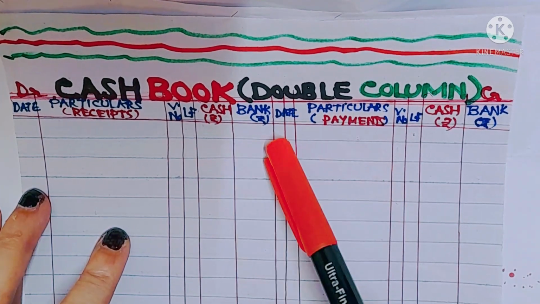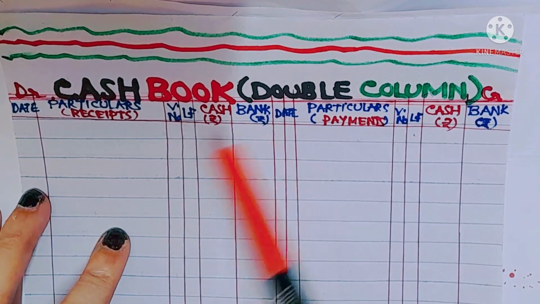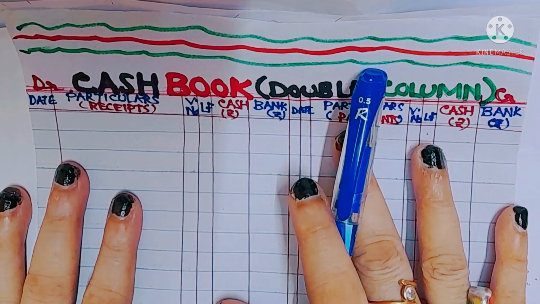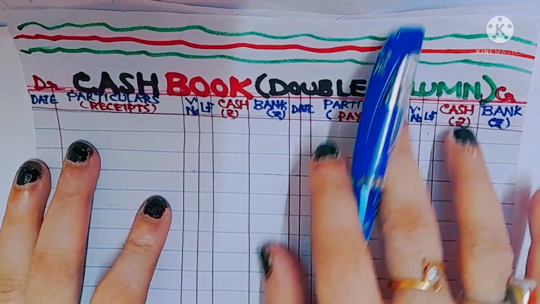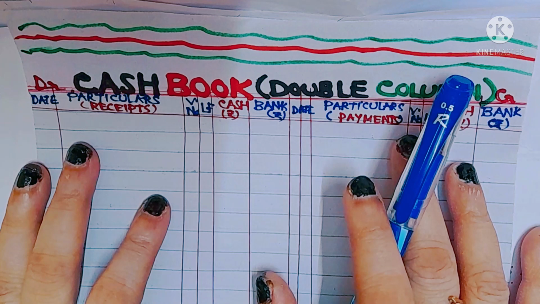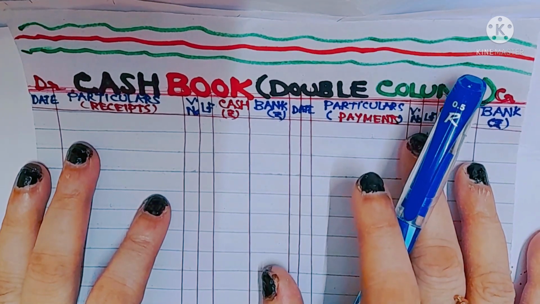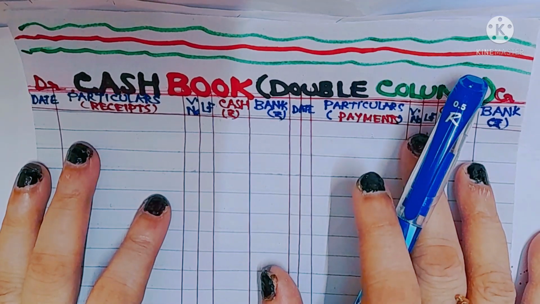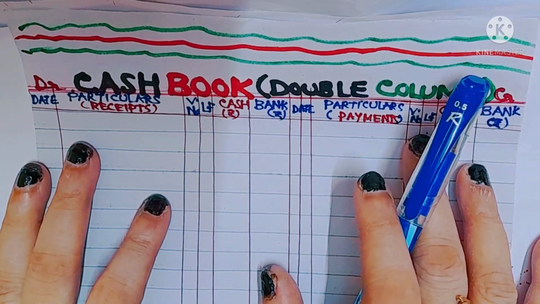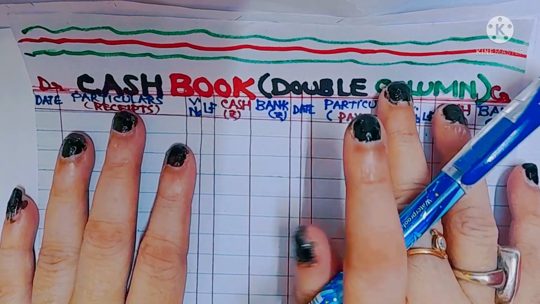Please remember, cash column represents cash account and bank column represents bank account. Cash column always shows a debit balance, but the bank column may show a debit balance or a credit balance. If the bank column shows a credit balance, it is known as bank overdraft or overdraft. Understood? Now let's go through the problem.